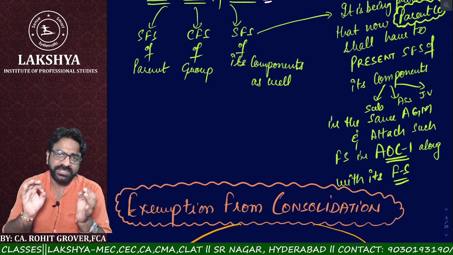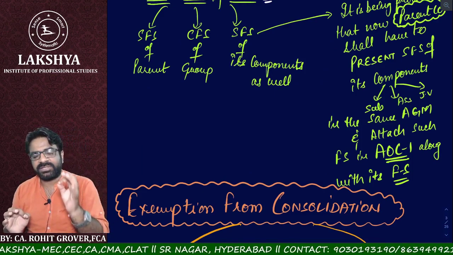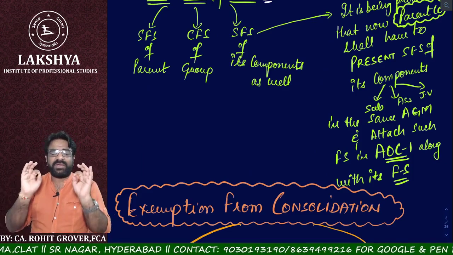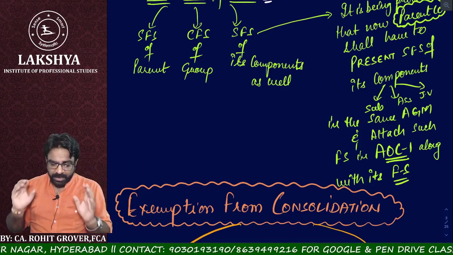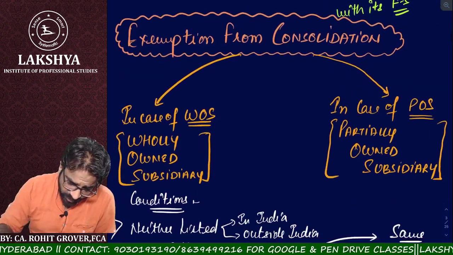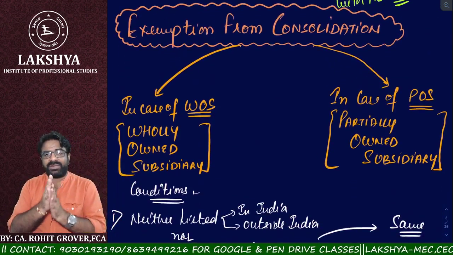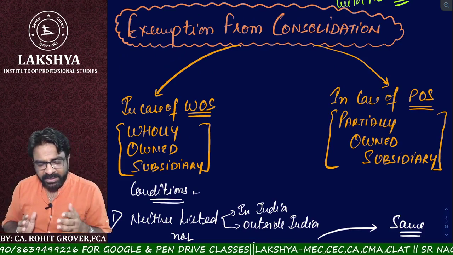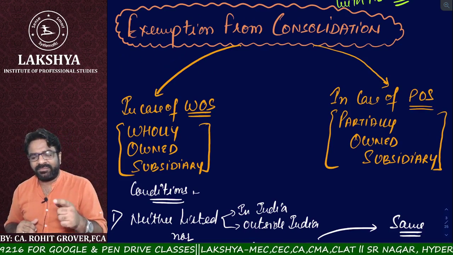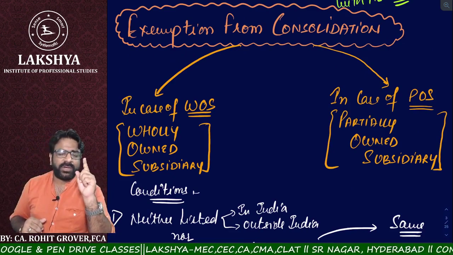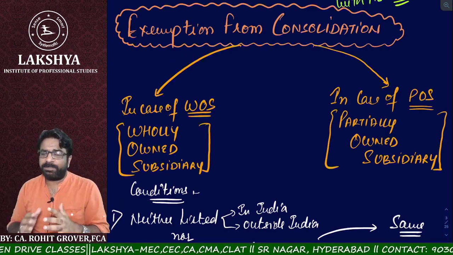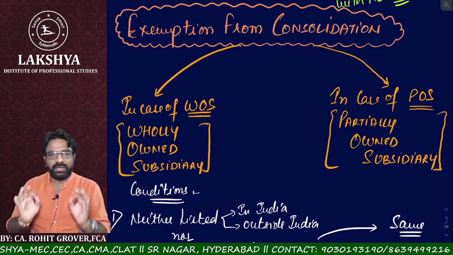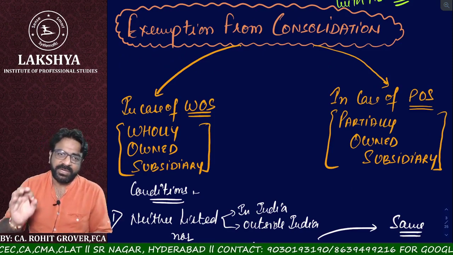Now sir, where is this responsibility written? It is written in section number 129 subsection 4. I hope I made it very crystal clear to you, right? Now the next thing we have to understand is exemption from consolidation. But if I remember, this topic we have already covered while doing section number 129. But as it is also a part of the audit of consolidated financial statements chapter, I am going to tell you this point again here in this particular session.